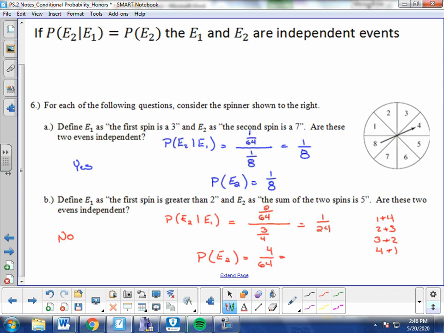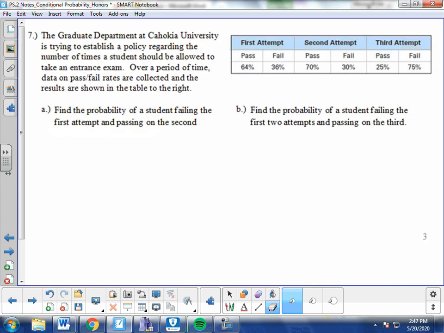So this would be a 4 out of 64 chance, which, if we reduce, is a 1 over 8 chance. So these two are not independent of one another, because the probability of event 2 occurring given event 1 is not the same as just the probability of event 2 occurring on its own. This is a mathematical way to check whether events are independent or dependent. Most of you could probably just read these scenarios and identify that, but we have this option of checking.